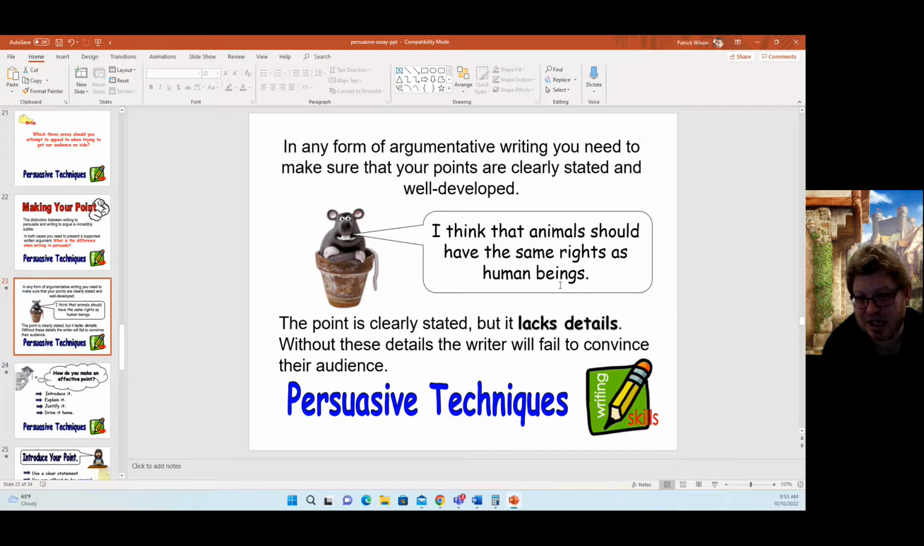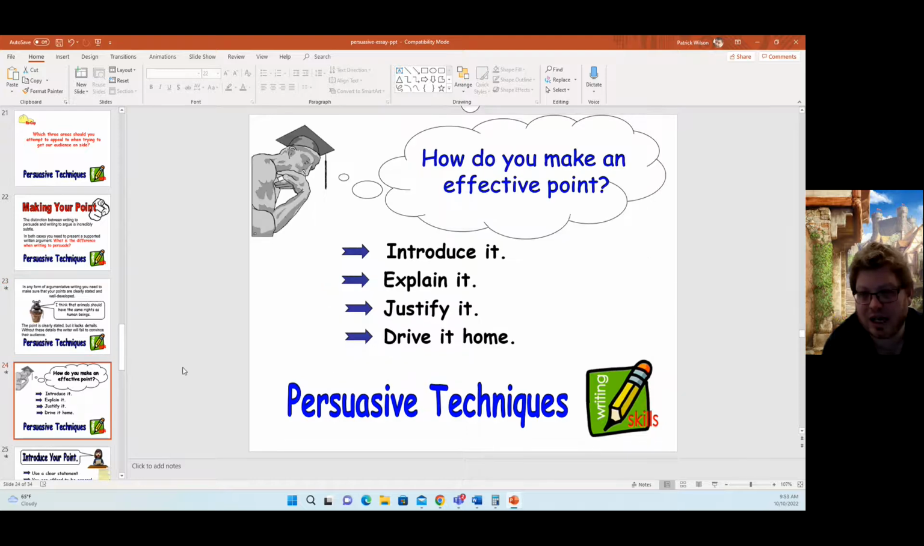So if you look here, it says, I think that animals should have the same rights as human beings. Okay, so what? You need some kind of support, right? And this would be where you would go out possibly to the library, use Galileo, the databases, that type of deal, to find secondary scholarly material that you can use to back up your support. How to make an effective point: introduce it, explain it, justify it, drive it home.